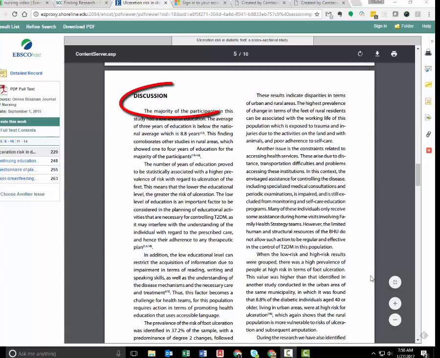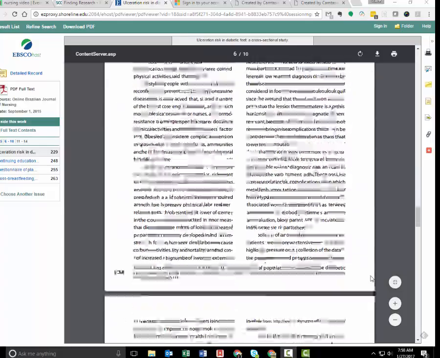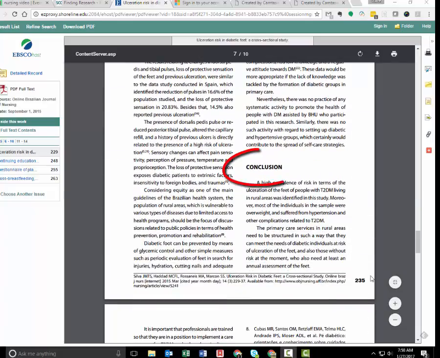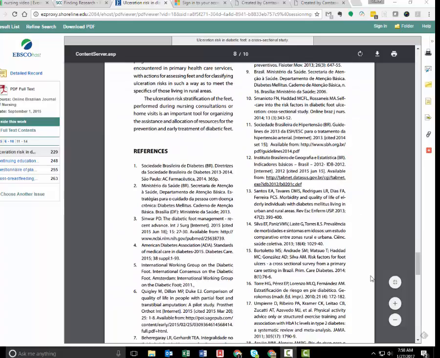Discussion, which is where they analyze the data and say what they think it means. Sometimes there are conclusions or implications for future research. References that include all the articles they read for their literature review and maybe some seminal or super important works. I always scan the article for these headings to make sure I know what I'm reading.